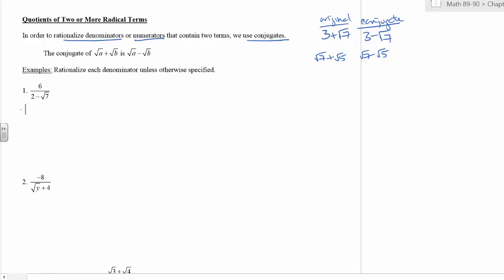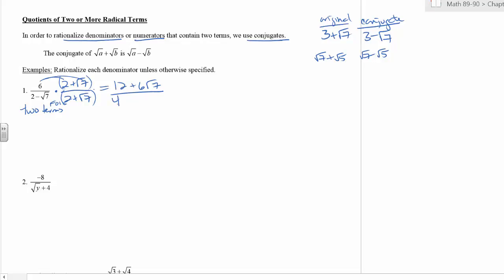Well, when you have 2 terms, you have to multiply by the conjugate. So what's the conjugate of 2 minus the square root of 7? It's 2 plus the square root of 7. And rule of algebra, if you multiply the bottom, you have to multiply the top. So now we're just going to do a lot of distributing and FOILing. On top, I'm going to distribute the 6, and I get 12 plus 6 square roots of 7. On bottom, I'm going to FOIL.